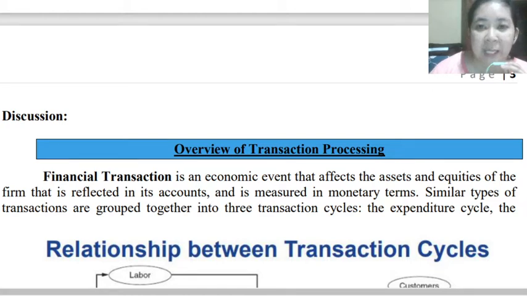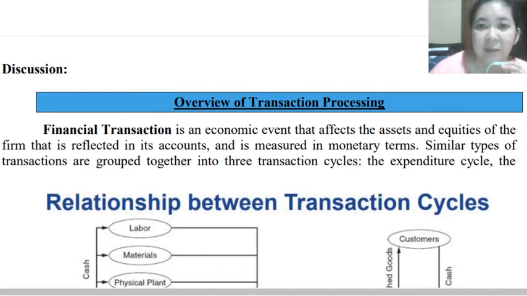So here, basically, you are aware that in a business enterprise, we always encounter financial transactions. Basically, this is what we record in the books of our accounts. A financial transaction is also defined as an economic event that affects the assets and equity and other elements of our financial statements, or of the firm. And this is reflected in the accounts. This is also measured in terms of its value or monetary terms.